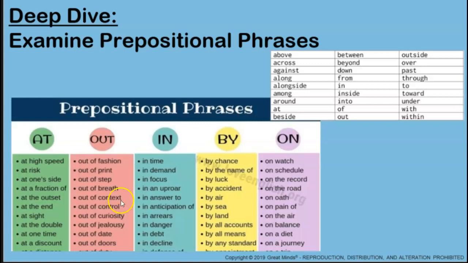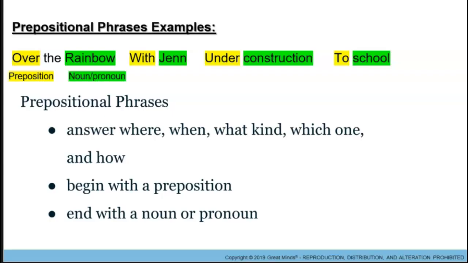Here are a few examples. At high speed, at one side, out of breath, in an uproar, by accident, on the road. Prepositional phrases answer where, when, what kind, which one, and how. They begin with a preposition, like you see up here.